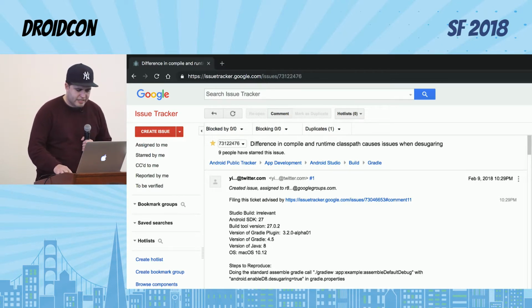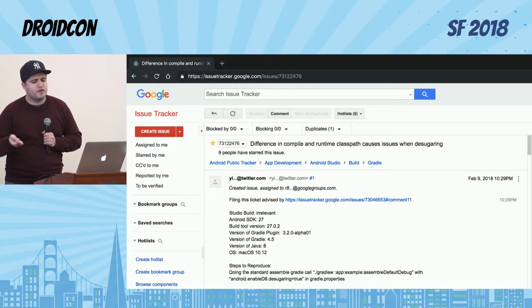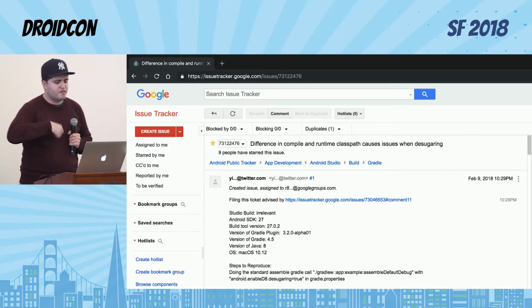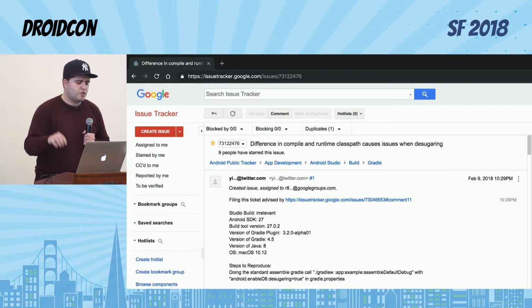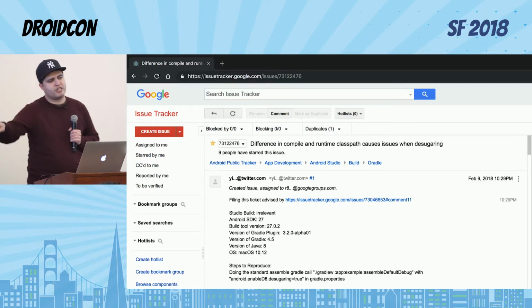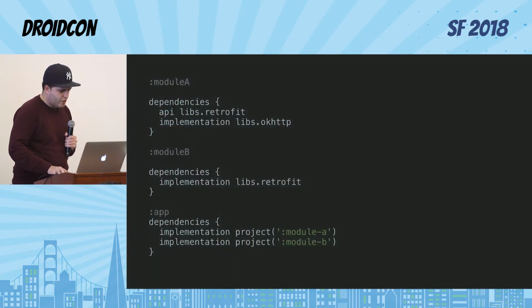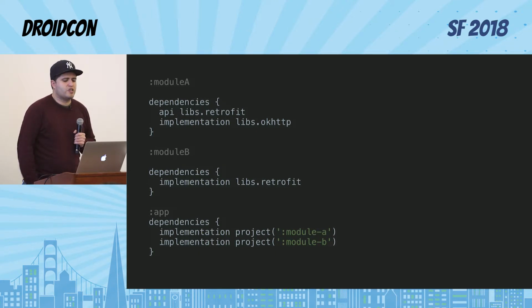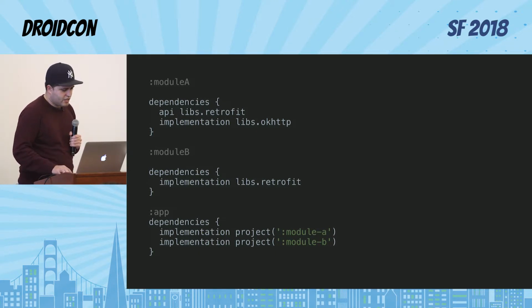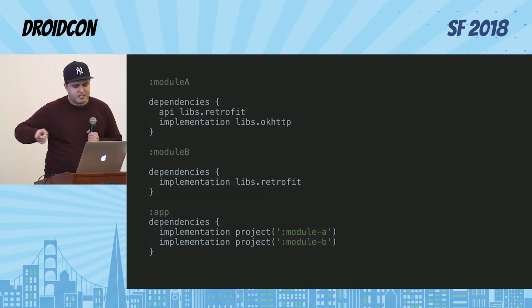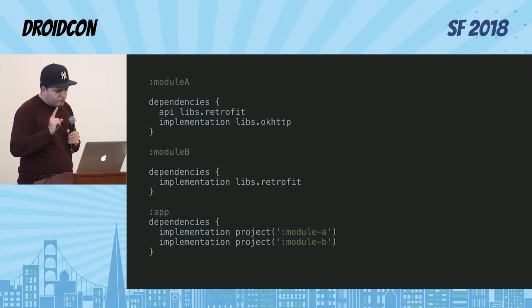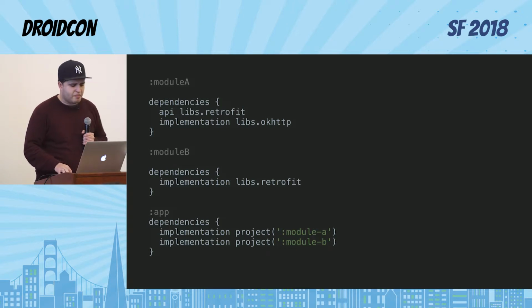So what is this task? It turns out if you have different versions of a dependency in different modules, or if you had the module or the dependency listed as an API somewhere and an implementation somewhere else, you could get this weird problem. To illustrate this concretely, let's say we have something like this. Module A has Retrofit as an API dependency, OkHttp as an implementation, and then B has an implementation on Retrofit, same version, but then we have this dependencies closure in the app module that depends on A and B.